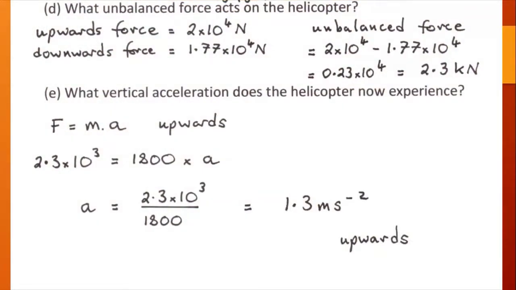And just look at the calculation here. We've got the upward force, we've got the downward force. We've already worked those out. And so we've got the unbalanced force acting, 2.3 kilonewtons, F equals ma, as we said, which gives an acceleration of 1.3 m s to the minus 2 upwards, of course.